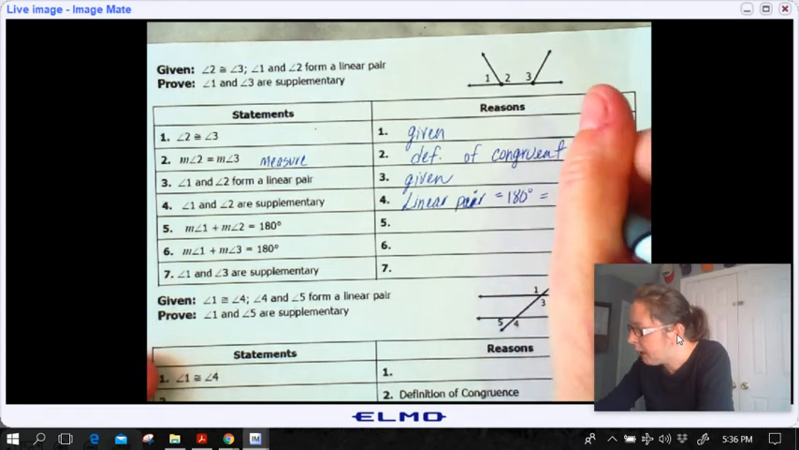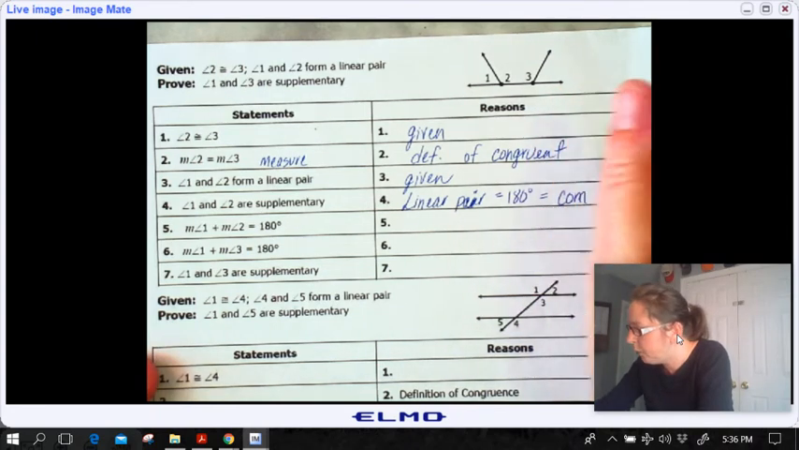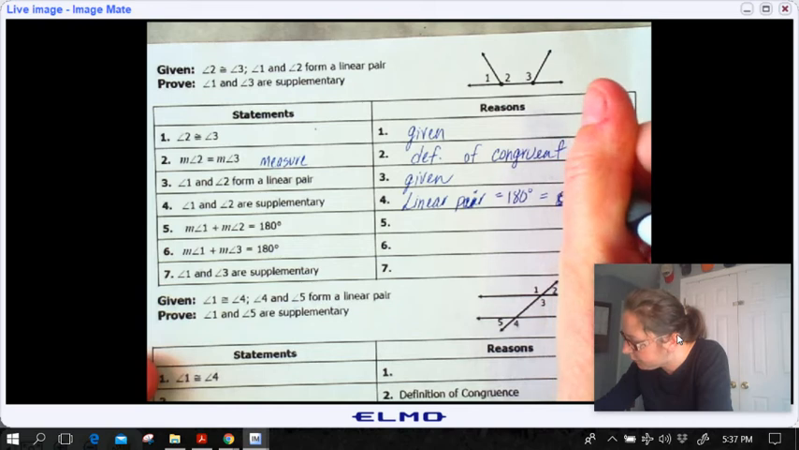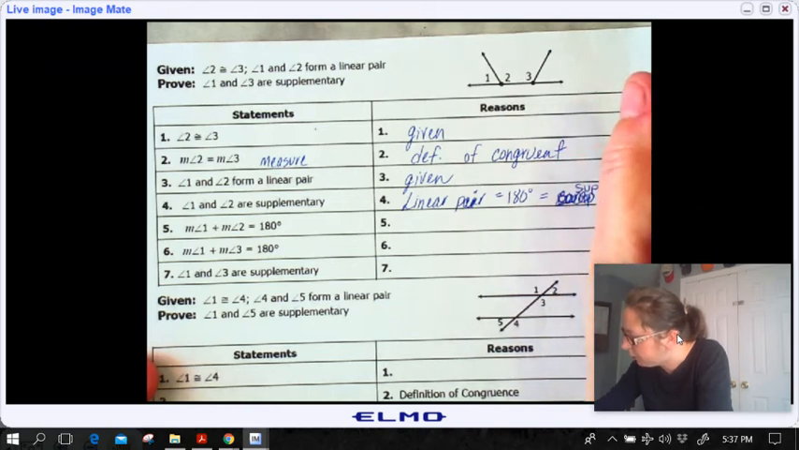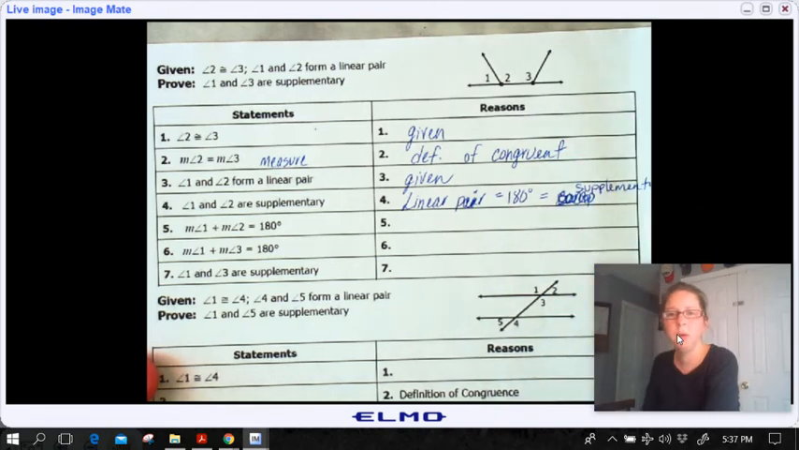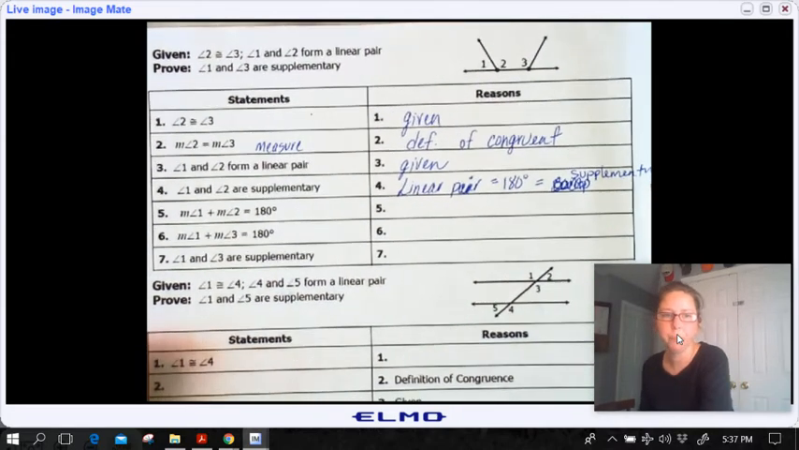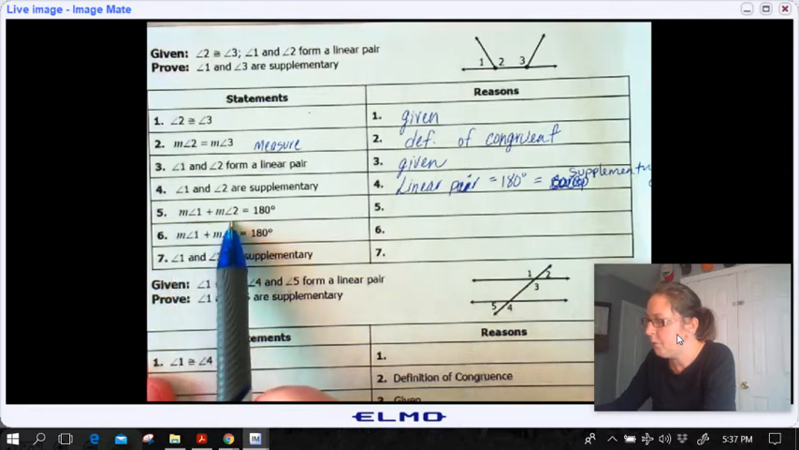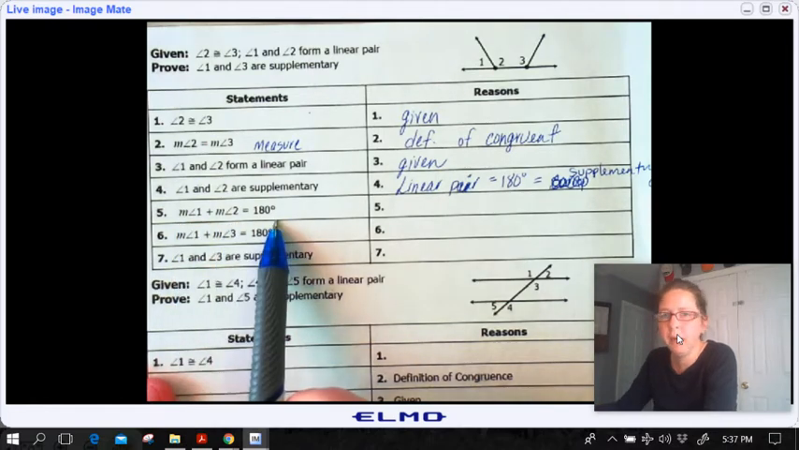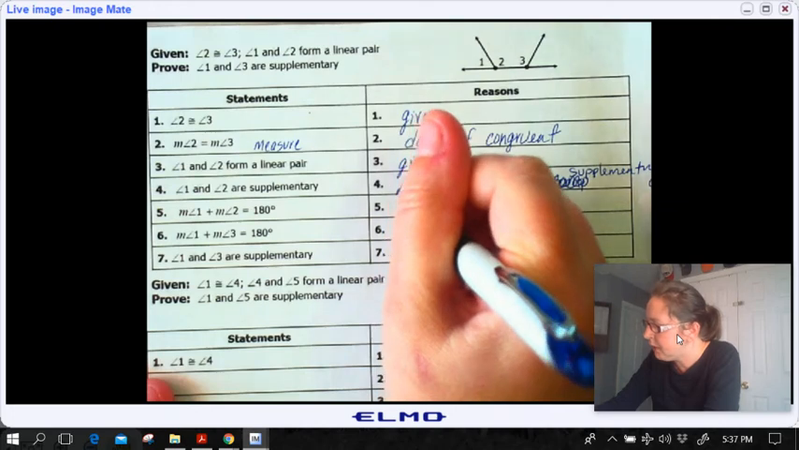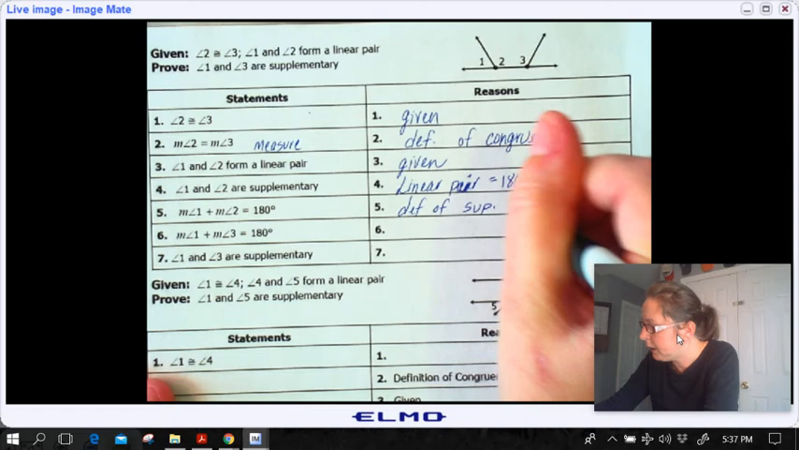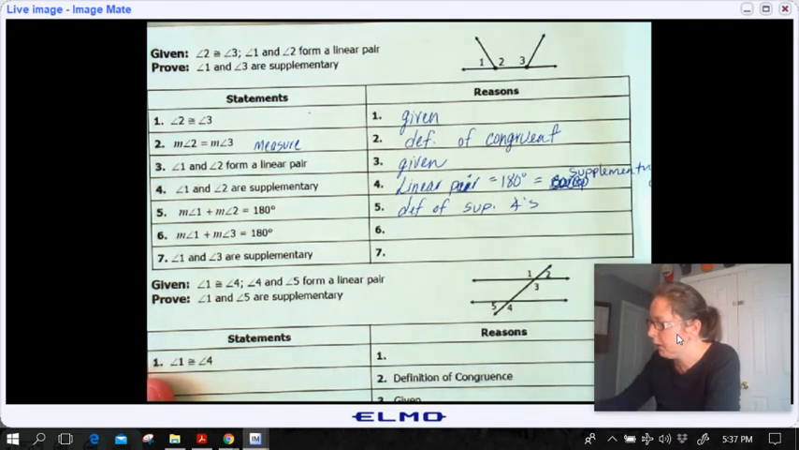And complementary angles also equal 180 degrees. I'm sorry, supplementary. I'm just messing this all up. Supplementary angles also equal 180 degrees, okay? So the measure of angle 1 plus the measure of angle 2 equals 180 degrees. That is the definition of supplementary angles.